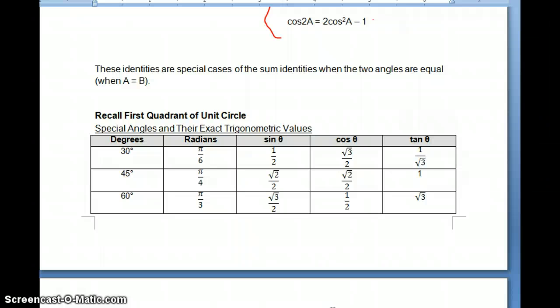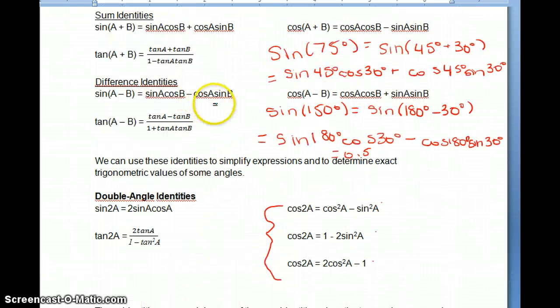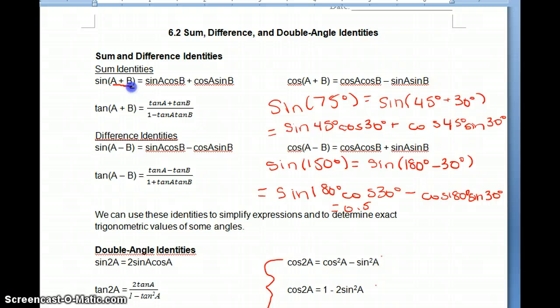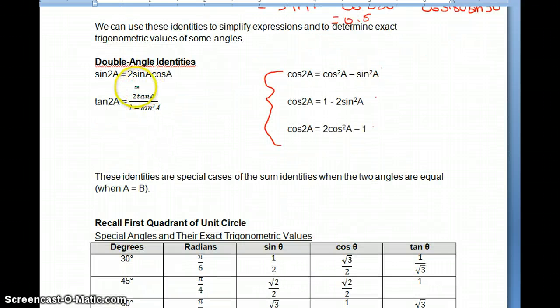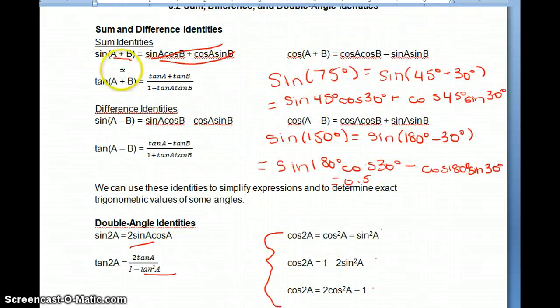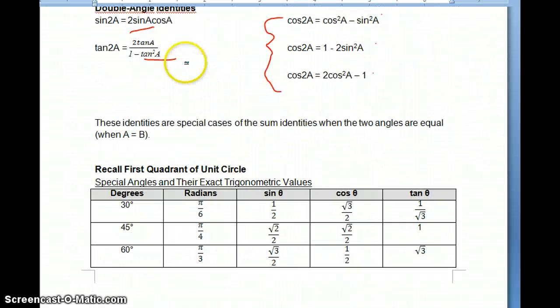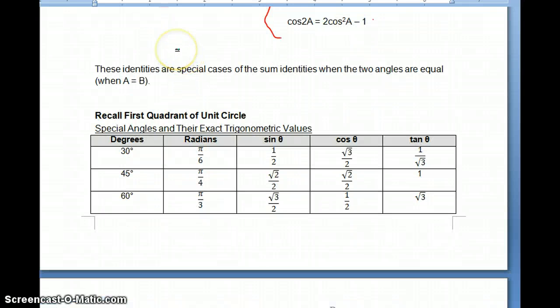Right, so these identities are special cases of the sum identities when the two angles are equal. So when A is equal to B, I'm just going to scroll on up here. In this example, if A was equal to B, instead of doing all this work here, we could simply write it as any of them, whichever one you're using. So sine would have to go with sine, tan with tan. So with that note, don't use cosine if you're given sine values.